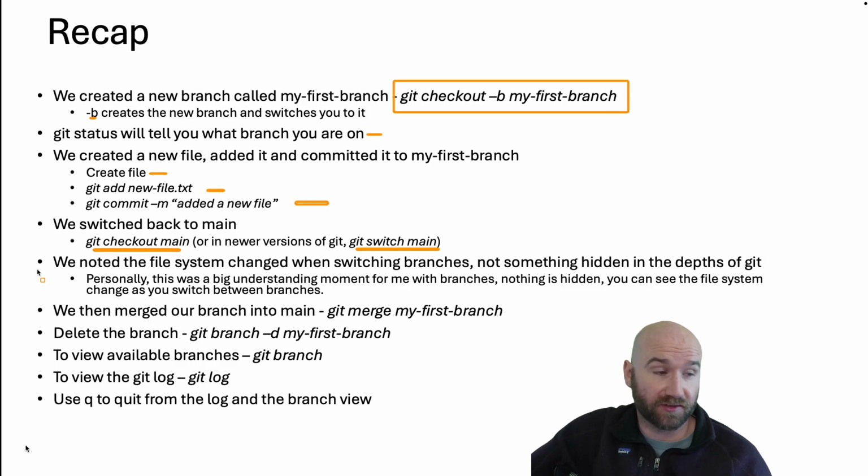And remember, we noticed the file system changes. We switched branches and the file system actually changed. And there's not something hidden in the depths of Git. You can actually look at your file system, and this is the current state of the repository. If you do git status and there's no changes, excellent.